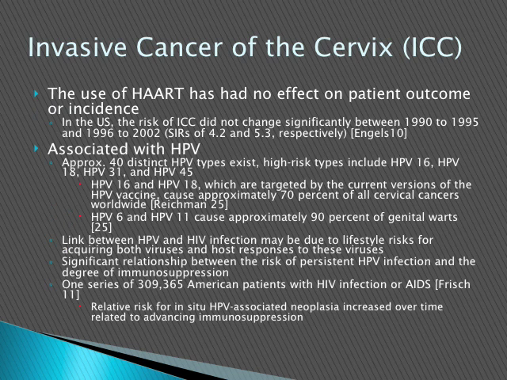HPV 16 and 18 are the targets of our current vaccines, and these cause about 70% of all the cervical cancers worldwide. HPV types 6 and 11 are more for genital warts. The link between HPV and HIV is thought to be due to lifestyle risks as well as host immune responses to these viruses. And the risk of HPV is thought to also be due to the degree of immunosuppression. This was looked at in one study of 309,000 American patients with HIV or AIDS. They found that the lower the CD4 count, the higher the risk of developing cervical cancer.